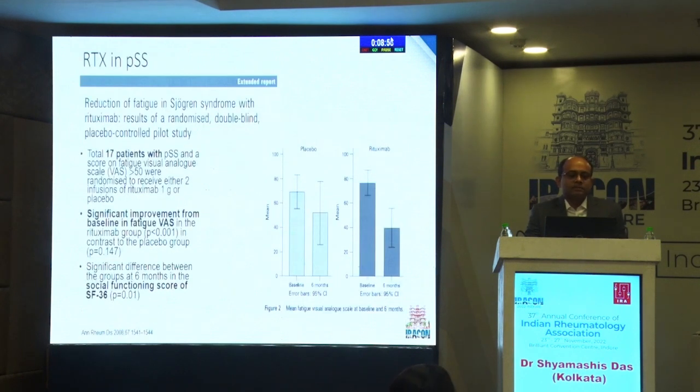Now, about use of rituximab in primary Sjogren's patients. Initial small RCTs, including 17 patients, showed significant improvement of fatigue and significant improvement of SF-36 score.